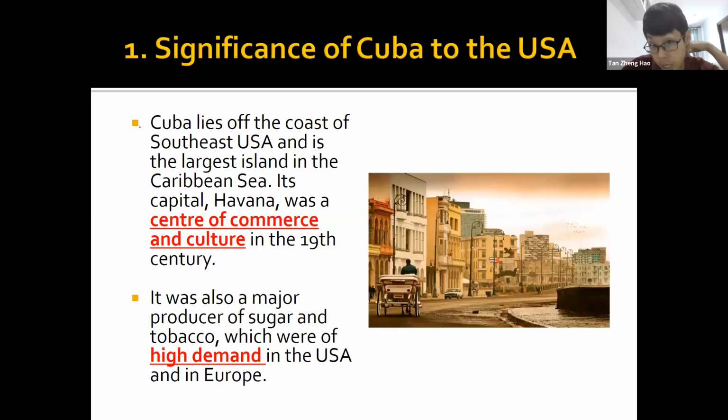Cuba is very significant to the US, like I said, because it is very close to America, and America was very involved in the economy in Cuba. For example, just now I showed the cigar and the sugar, which were in very high demand in the US and Europe.